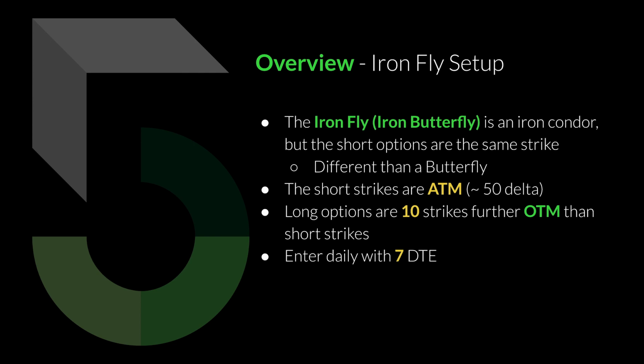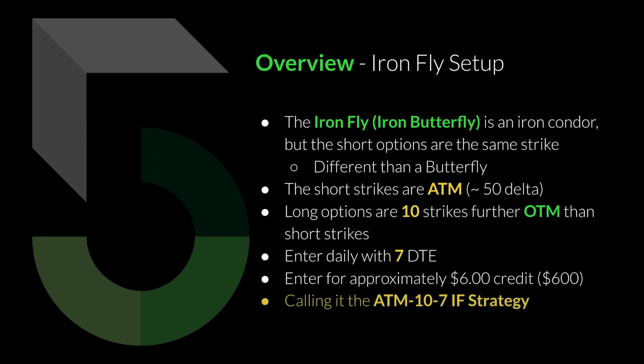So I am using the similar naming convention as I was before, just so we can keep everything consistent. And when I do this, you'll see that I'll be entering for approximately $600 in credit, or a $6 credit per iron fly. So that's much higher than obviously the iron condors were, which were about maybe $30 in credit, versus here $600 in credit. So I'm referring to this as the ATM 10-7 iron fly strategy. That way you can know just from the name exactly how this iron fly is set up.